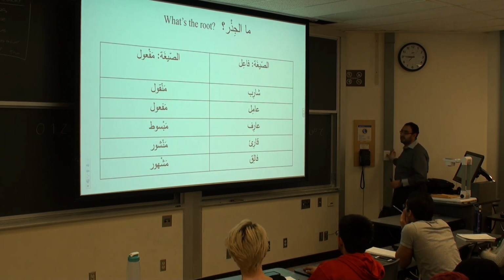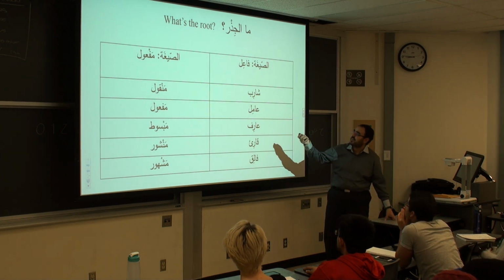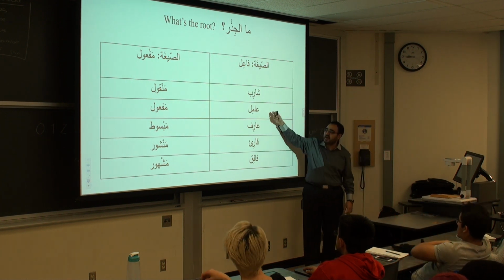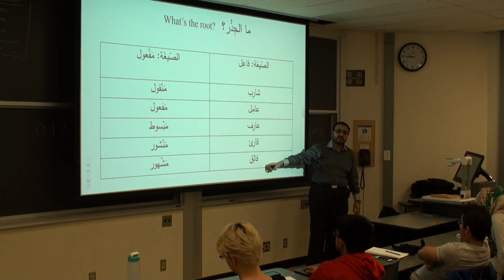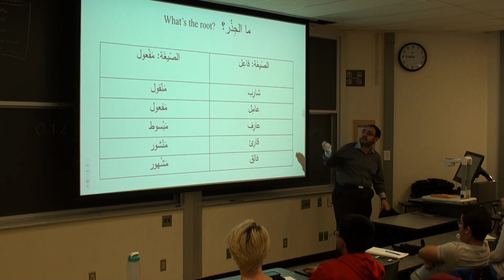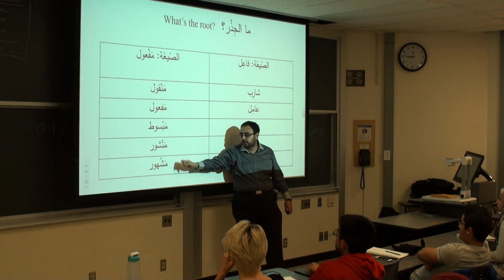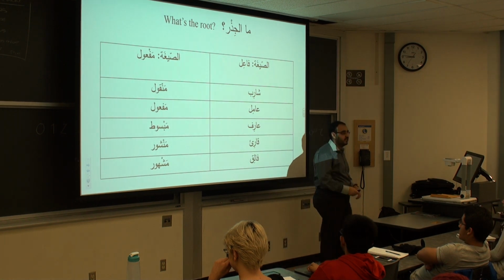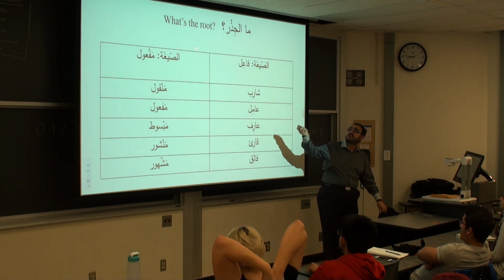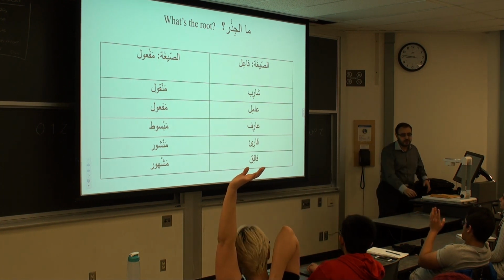I'll need 10 volunteers, please. First of all, let me tell you what you will do. Here we have all of these words: sharib, amil, arif, qari, faliq. All of these follow the pattern fa'il, exactly. And all of these words: manqul, maf'ul, mabsuut, manshur, mashhur, all follow the pattern maf'ul. So here you have the pattern, and we need the root. I need 10 volunteers to write the roots. Please come.